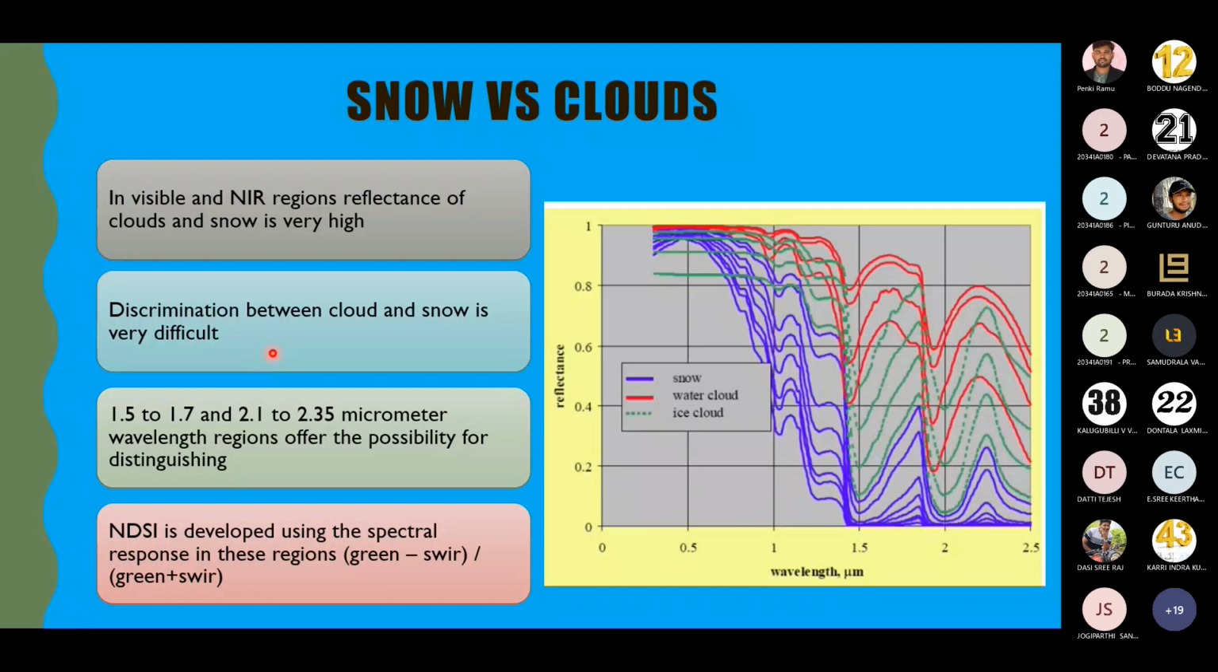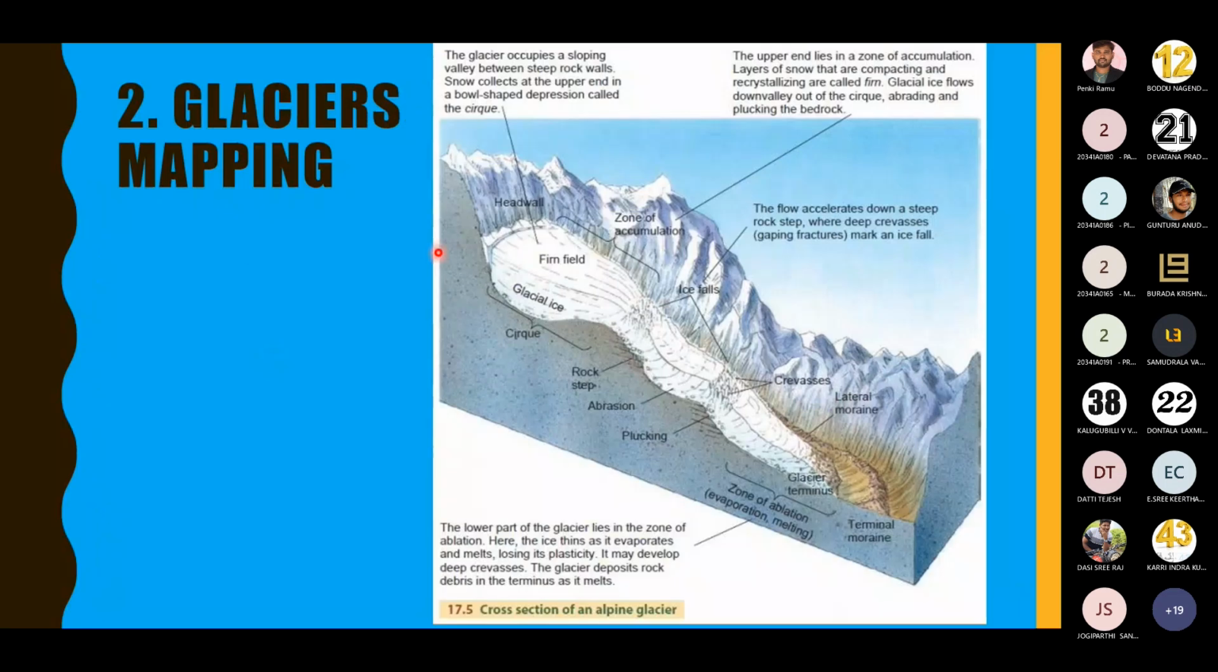And next is glacier mapping. So we have talked about what is a glacier, and in glaciers again so many problems are there, so many things are there. Different components of glaciers include head wall, zone of accumulation, crevasse, plucking zone, abrasion zone, terminal zone of the glacier, and there are other things as well, ablation and others. So all these features required to be monitored for different applications.